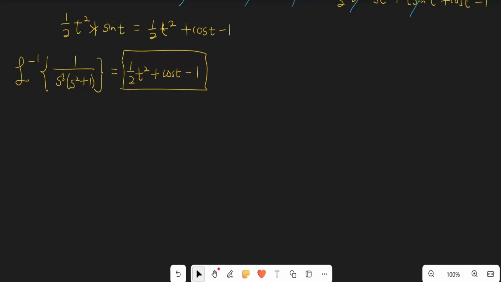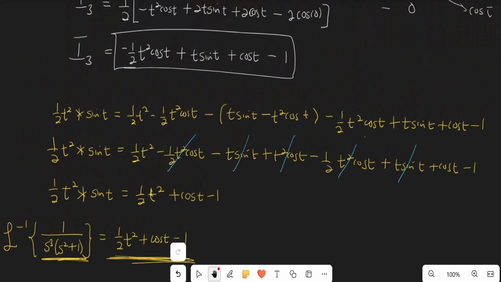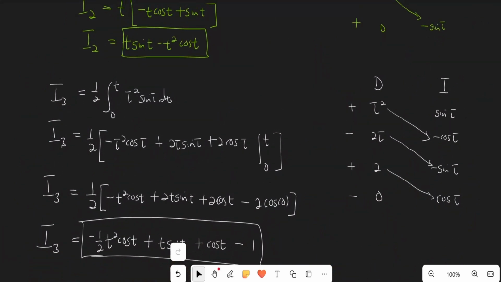I will leave this one to you as homework. You can try to find the Laplace transform of this. If you do, you are going to arrive at 1 over s cubed multiplied by s squared plus 1. This is by using the convolution theorem. As I said earlier, you can also work this one by using partial fraction decomposition. You break it down into several fractions, find the constants, and then take the Laplace inverse, applying the linearity property, and you are going to arrive at this same answer. The Laplace transform of this answer is what we have, so that confirms our answer is right. So this is the convolution theorem.